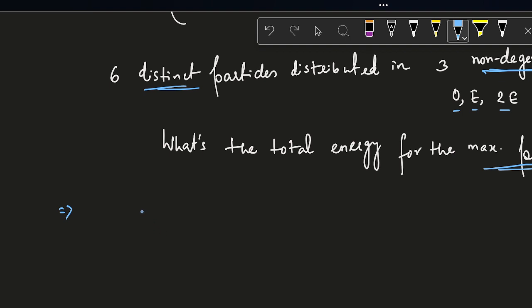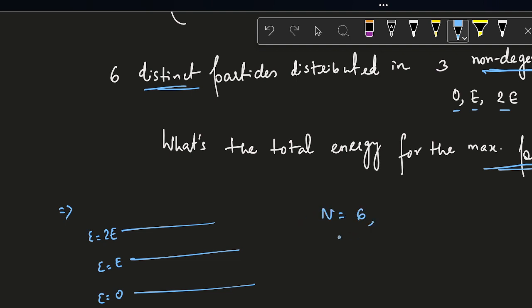So first of all, for pictorial purposes, let us draw our 3 levels. This is our level of energy 0, this is our level of energy E, and the third is the level of energy 2E. These are the 3 levels, and 6 particles are there, so the total number of particles is 6. Now you do not know what is N1, N2 or N3. That means you do not know how many particles should go in level 1, level 2 and level 3. These are unknown to you, but the total number of particles is given as 6.